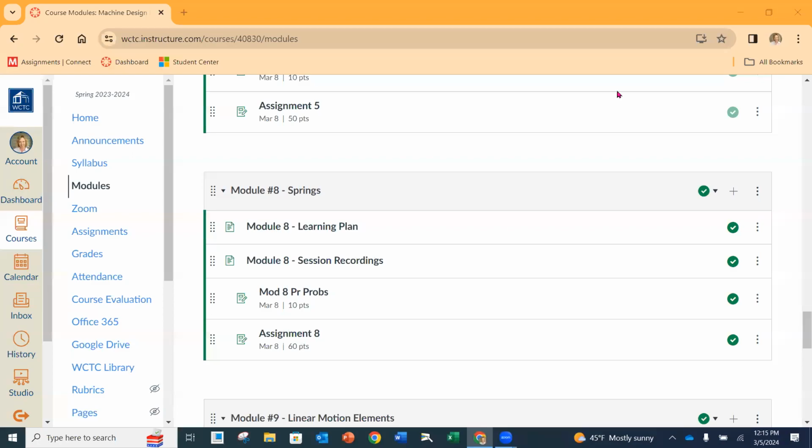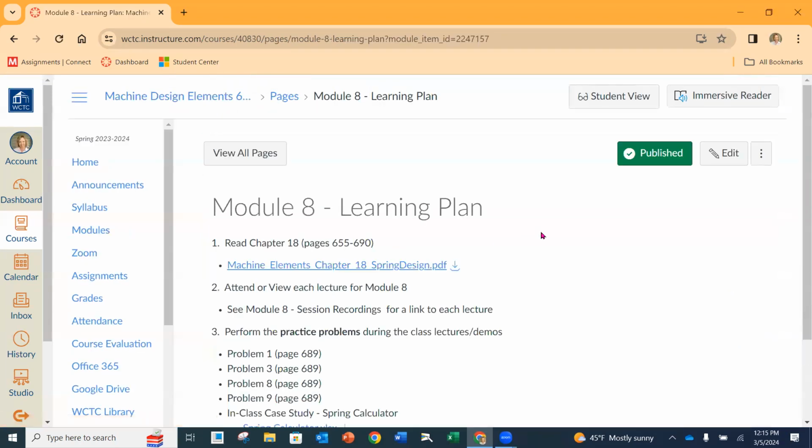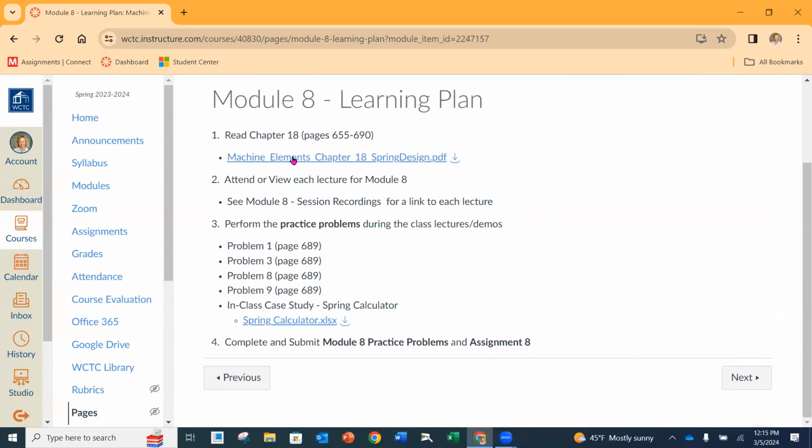Okay, so we are ready to look at our next module, which is module number 8, springs. Let's take a look at our learning plan first. As we look at our learning plan here, you're going to notice that we're going to be looking at chapter 18, which starts on page 655 in your book and goes till 690. And we're going to be focusing on springs as a machine element and incorporating them into designs.